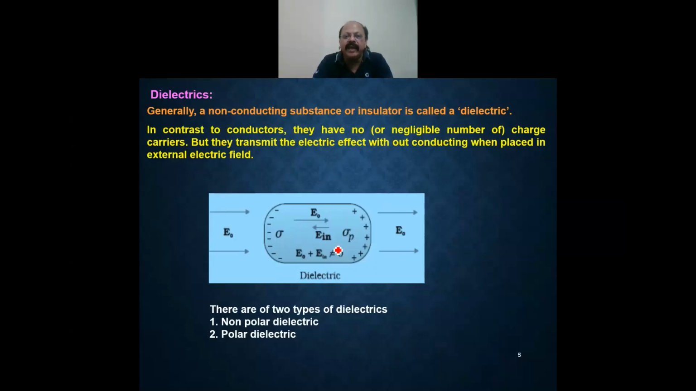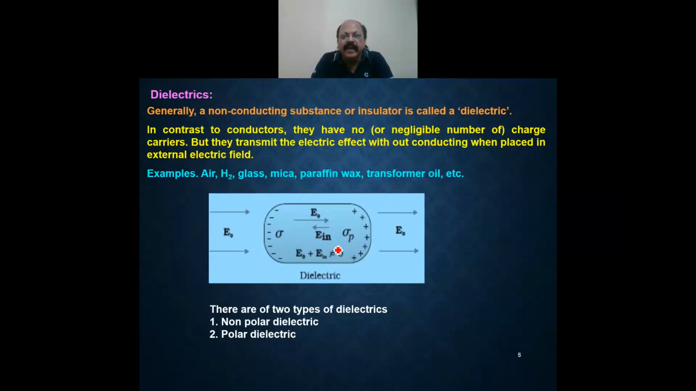There are two types of dielectrics. One is non-polar dielectrics, or non-polar molecules, and the second is polar dielectrics, or polar molecules. Non-polar dielectrics are made of non-polar molecules. Similarly, polar dielectrics are made of polar molecules. For example, dielectrics are air, hydrogen, glass, mica, paraffin wax, transformer oil, etc.